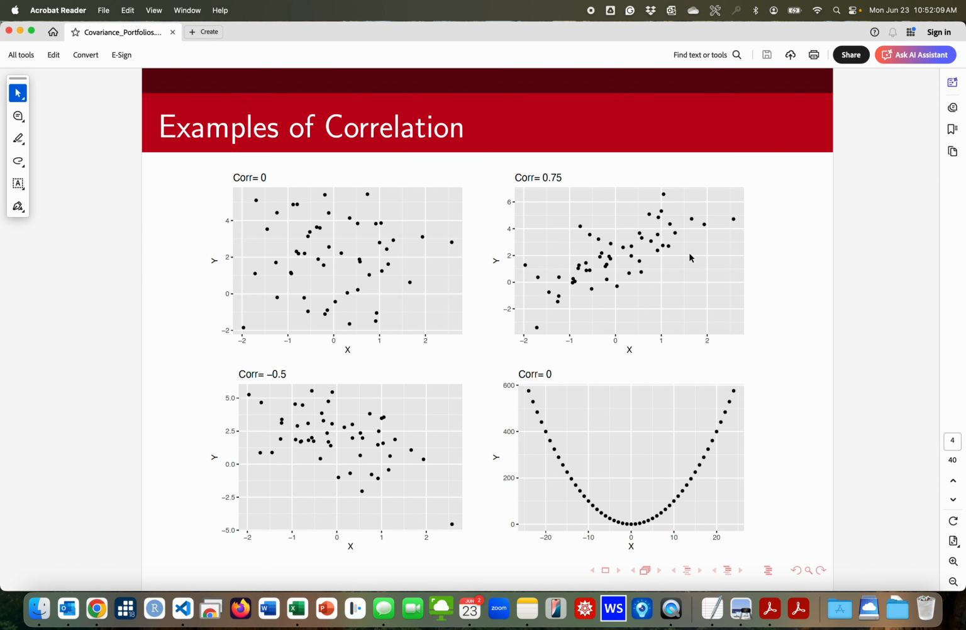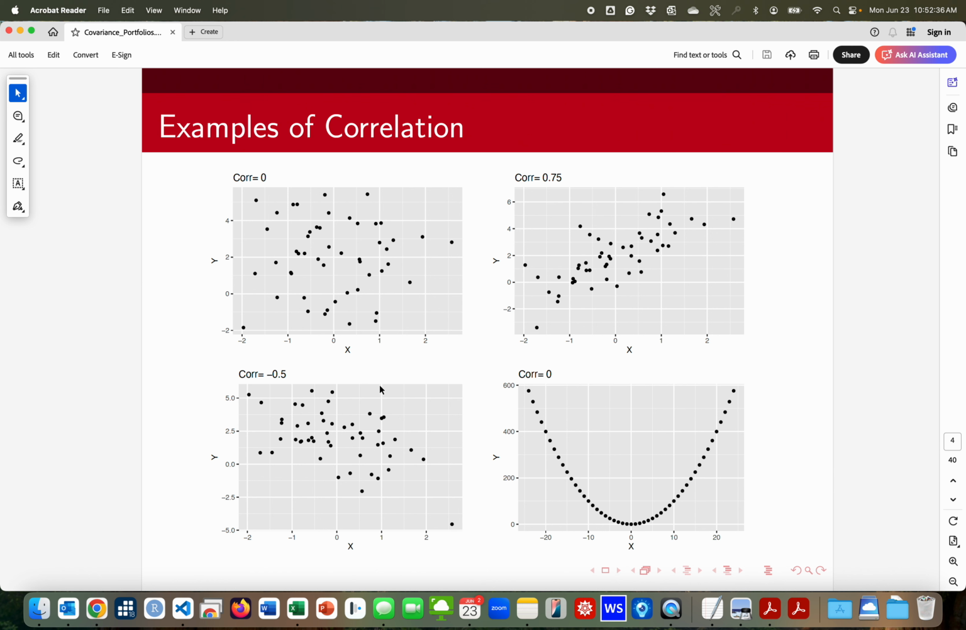If you look at this next plot, if we look at x relative to y, when x gets large, so does y. So these values up here on the right, x would be greater than x bar, y would be greater than y bar. If we go down here, x is below x bar, y is below y bar, so they're moving in the same direction. So we get a correlation of 0.75. So the relationship is positive, but not perfect.